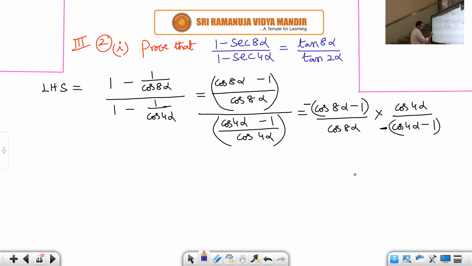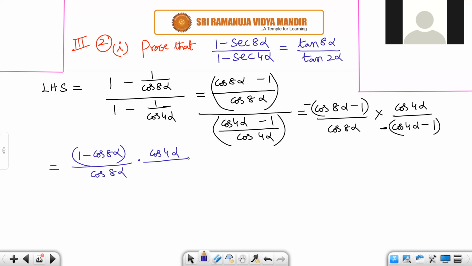So what happens is (1 − cos 8α)/cos 8α into cos 4α by what, Tanmay? Sir, cos 4α by 1 − cos 4α.